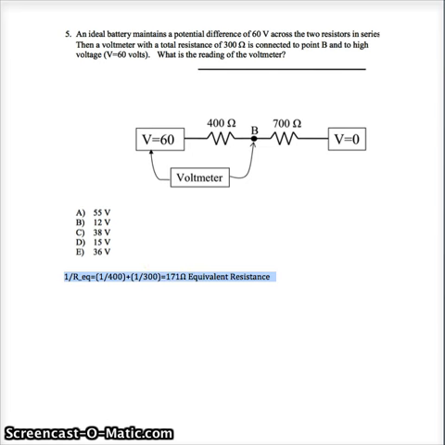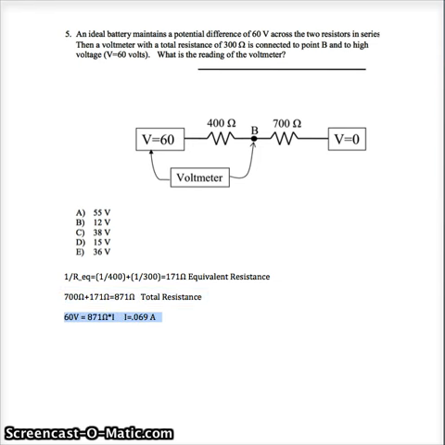Once we know the equivalent resistance of the parallel section, we'll be able to solve for the total resistance, which is just 700 ohms plus the 171 ohms that you already calculated, giving you 871 ohms total resistance throughout the entire circuit. Once we have the total resistance, we can solve for the current through the circuit.